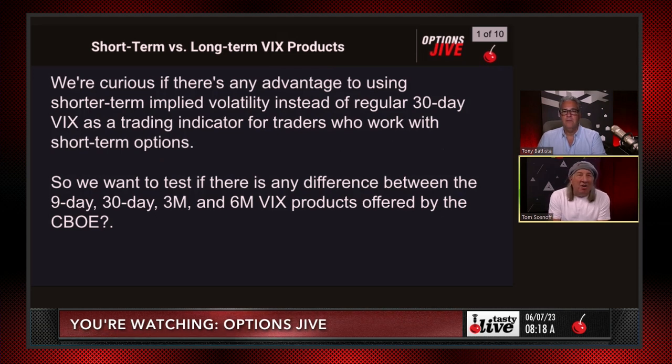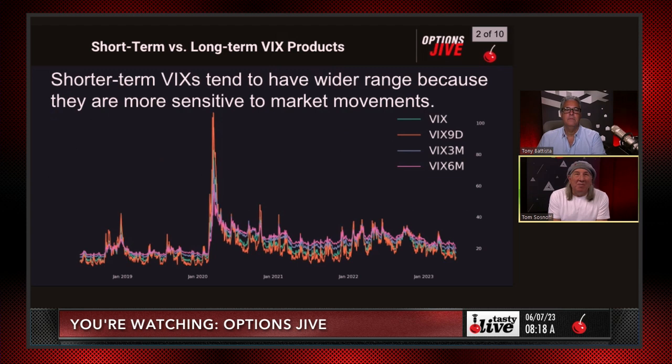None of these are, well, I mean, the 30-day you can trade. I don't think the 9-day, the 3-month or 6-month are even trading vehicles. Let's go next slide. But it's just for purposes of, do we get a better read on the markets? So the shorter term VIX tend to have wider ranges because they're more sensitive to market movements. And that makes sense. Longer term, everything can smooth out, but shorter term, you're going to get all the sensitivity.